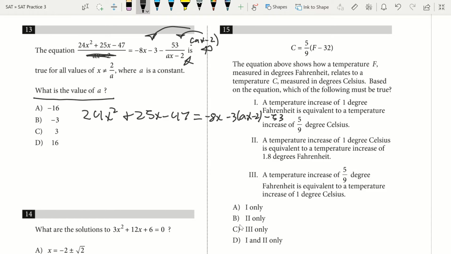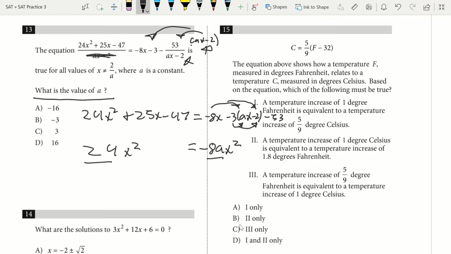Now I can go ahead and multiply right here using FOIL, right? But really, I only have to multiply my negative 8x by my ax to get the answer, and I'll show you why. When I multiply my negative 8 by my a, I get negative 8ax squared. Well, I know that has to equal my 24x squared, right? My first terms have to equal, right?